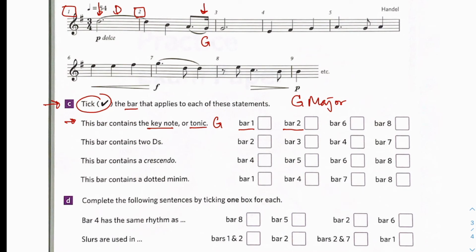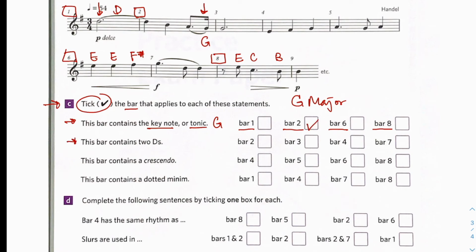Let's check the other bars as well. So bar number 6 is here. In this bar, we have E, E, and F sharp. So this is incorrect. And bar number 8, which is here, we have E, C, and B. So bar 2 is the only bar that has a G in it.